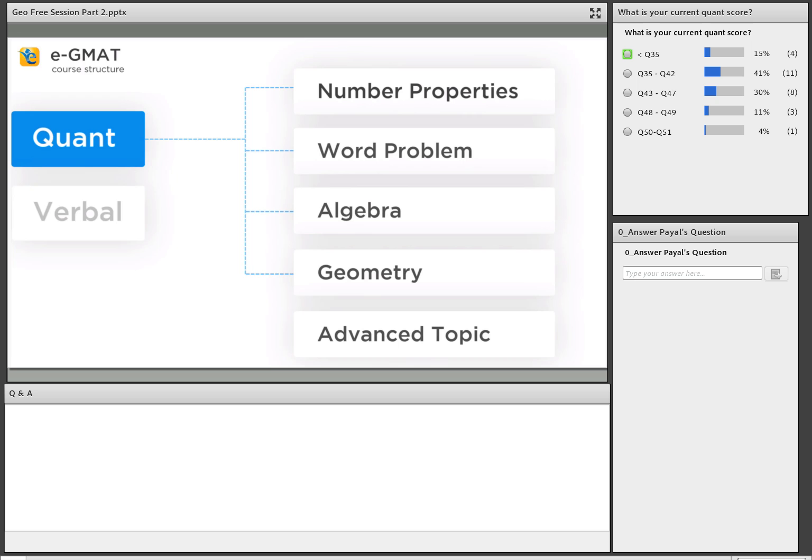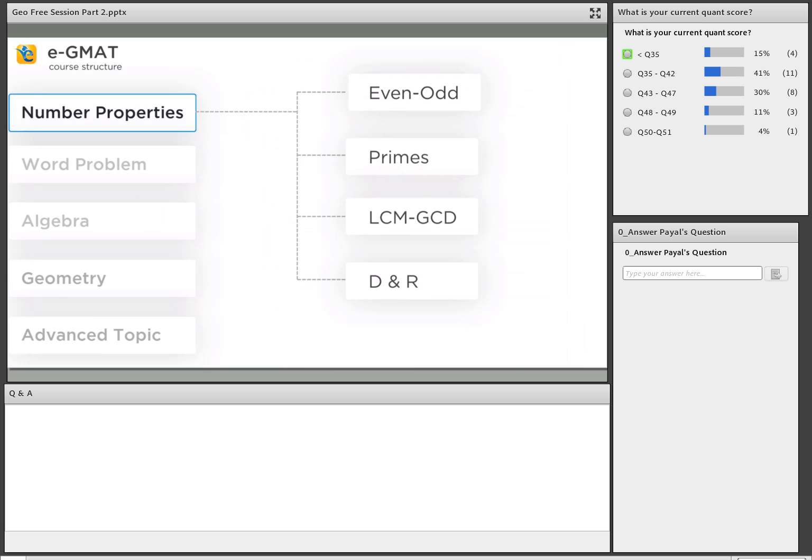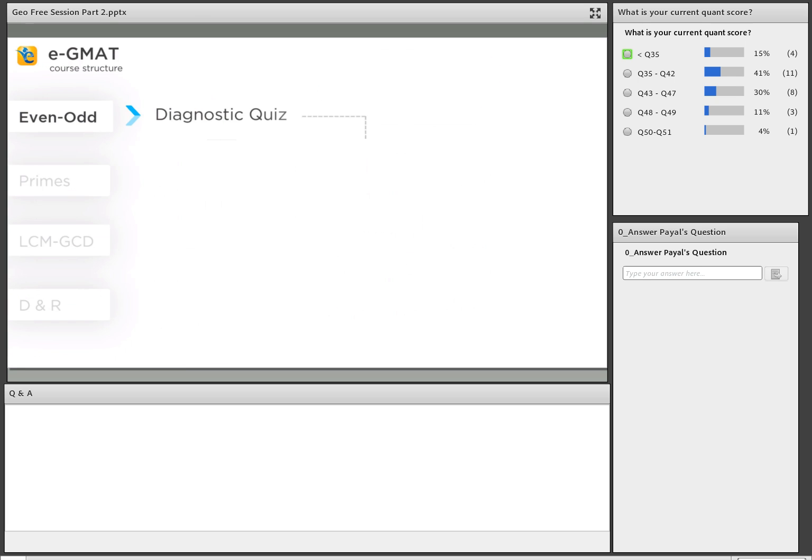Let's start with personalization of courses. In Quant, you have 5 courses starting from number properties to advanced topics. Each of these 5 courses is divided into modules. Here's an example of number properties, and not all the modules are listed. I'm just going to focus on 4 modules over here. In each of these modules, you have a targeted set of diagnostics. I'm going to take just the simplest of modules. The even odd module is probably our smallest module out there.